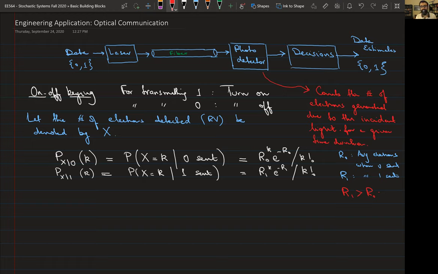So let's say I measure the number of electrons for a certain time duration, and it turns out that capital X, since I've done an experiment, is equal to some number K. Okay, some number came, 1 million, 2 million, 3, 4, whatever that number is. And for that number, I need to decide whether a zero was transmitted or a one was transmitted. Now if you had no knowledge whatsoever about probability, but you have some intuition, what would your intuition tell you about when I should decide on one and when on zero?